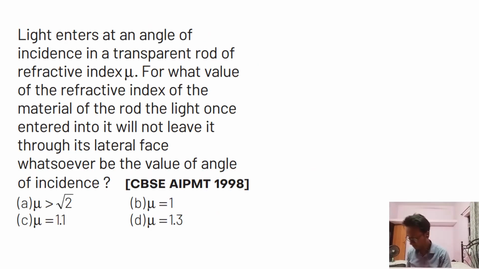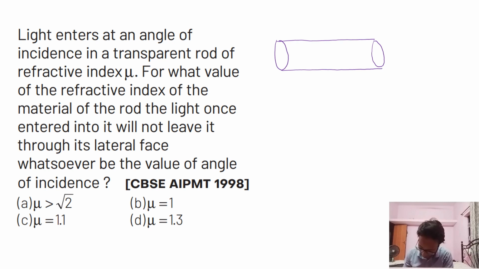Now let's look at this question. This question came in the year 1998, and it's a very good question. Light enters at an angle of incidence at a transparent rod of refractive index mu. That means this is a transparent rod, and the rod is made up of material of refractive index mu. For what value of the refractive index of the material of the rod will the light, once entered into it, not leave through its lateral face, whatsoever be the value of angle of incidence?